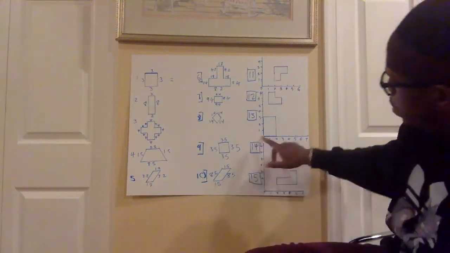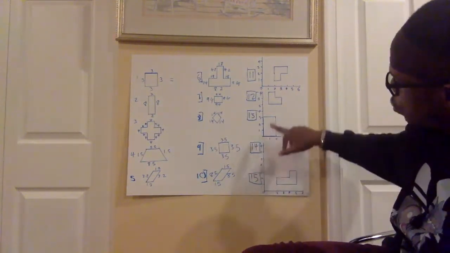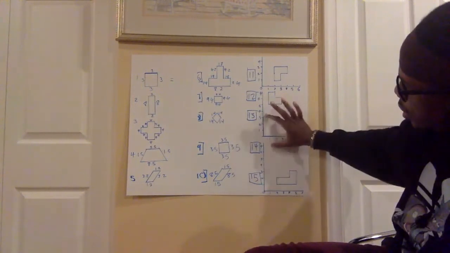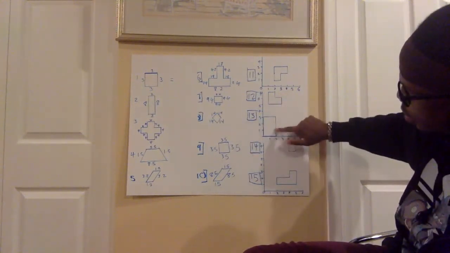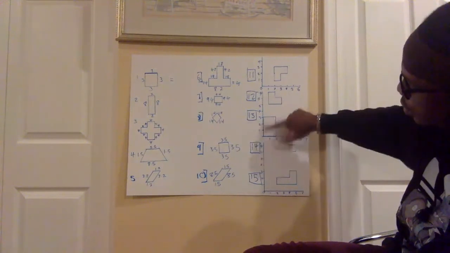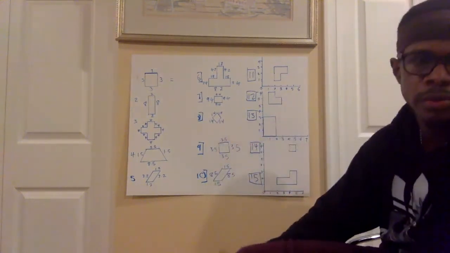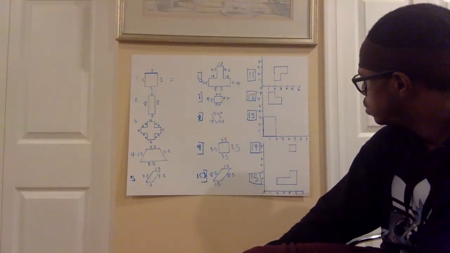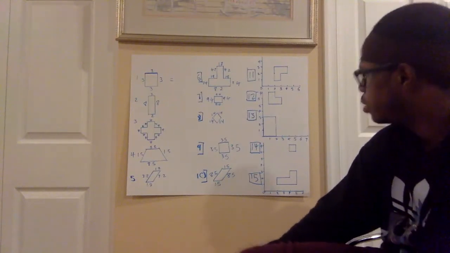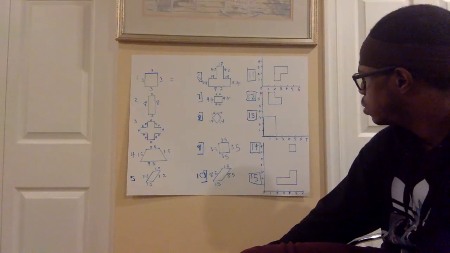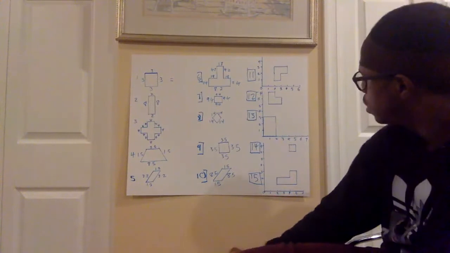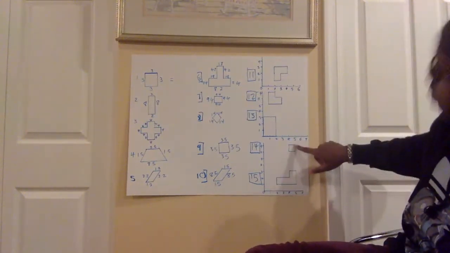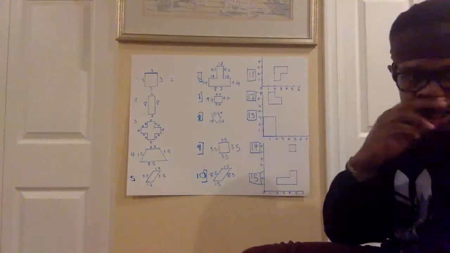Number 13, we have 1, 2. This is 2. The top is the same, so we know this is 2. So these two are 4. And then we add 1, 2, 3. This is 3 and this is 3. So 6 plus 4. Sorry, 6 plus 4. We should have gotten 10. And then number 14, we have 1 plus 1 plus 1 plus 1, which is 4.